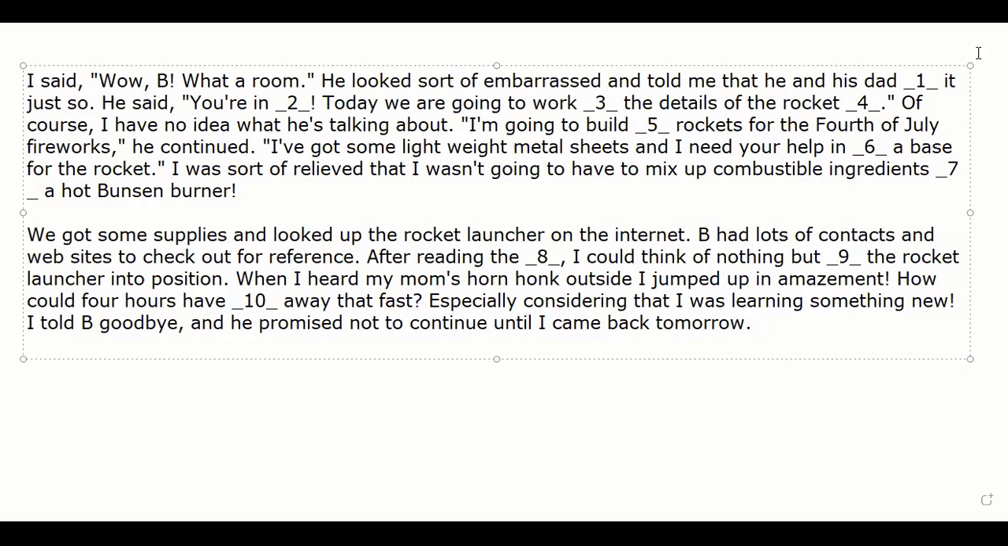I was sort of relieved that I wasn't going to have to mix up combustible ingredients dash a hot Bunsen burner. We got some supplies and looked up the rocket launcher on the internet. We had lots of contacts and websites to check out for reference. After reading the dash, I could think of nothing but dash the rocket launcher into position. When I heard my mom's horn honk outside, I jumped up in amazement. How could 4 hours have dashed away that fast? Especially considering that I was learning something new. I told B goodbye, and he promised not to continue until I came back tomorrow.